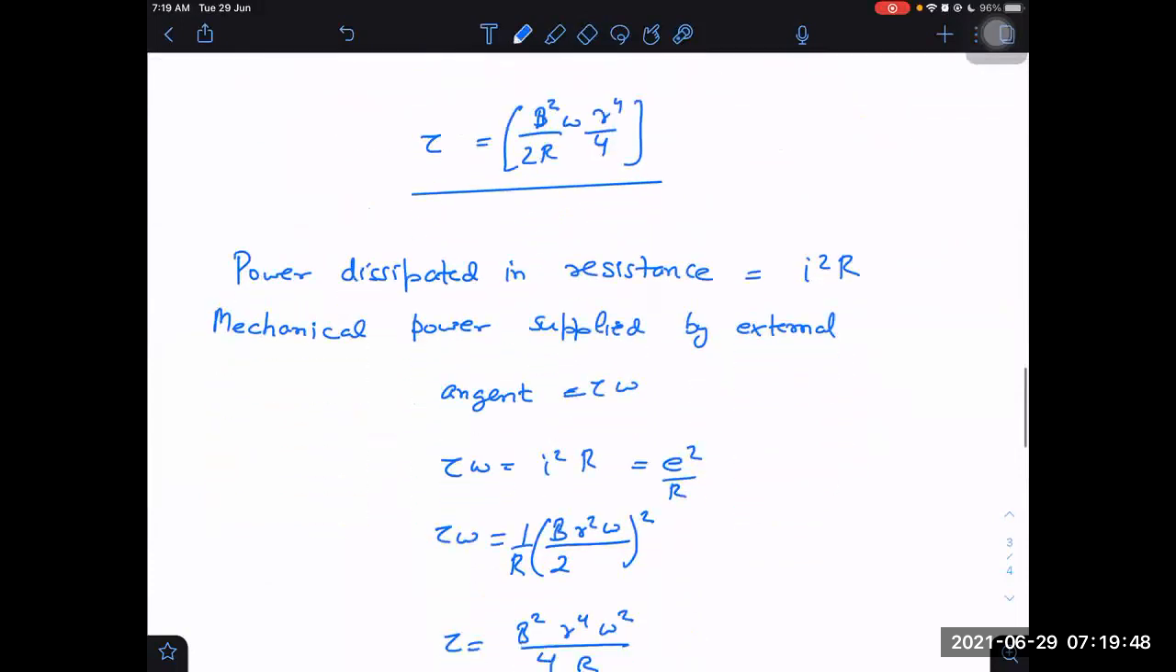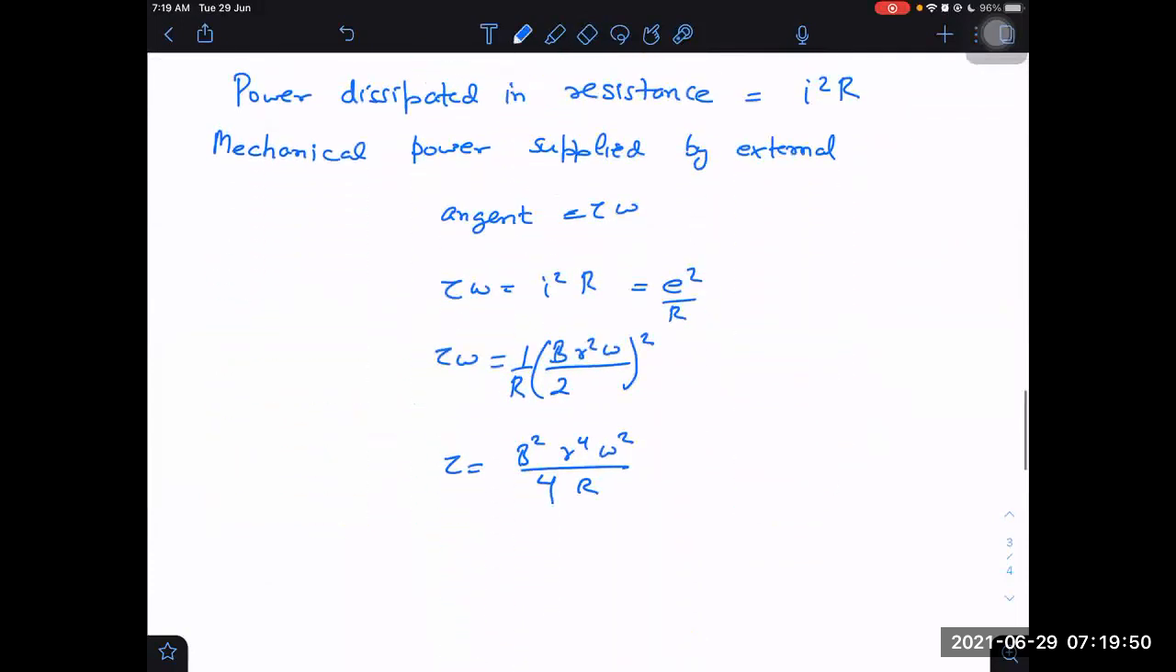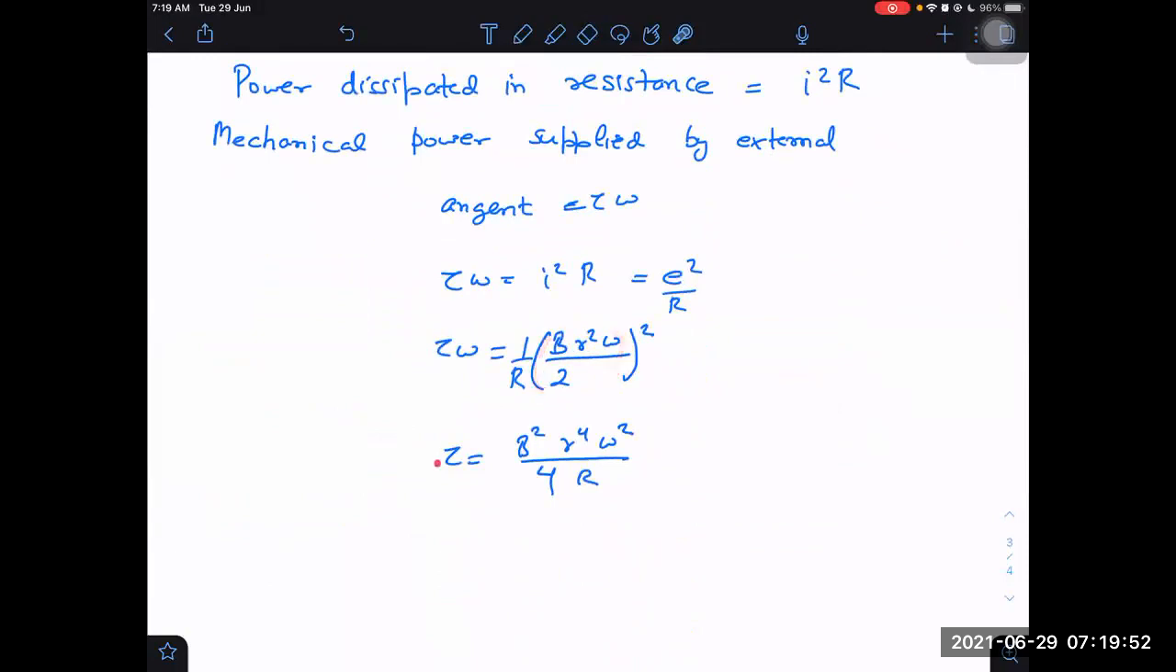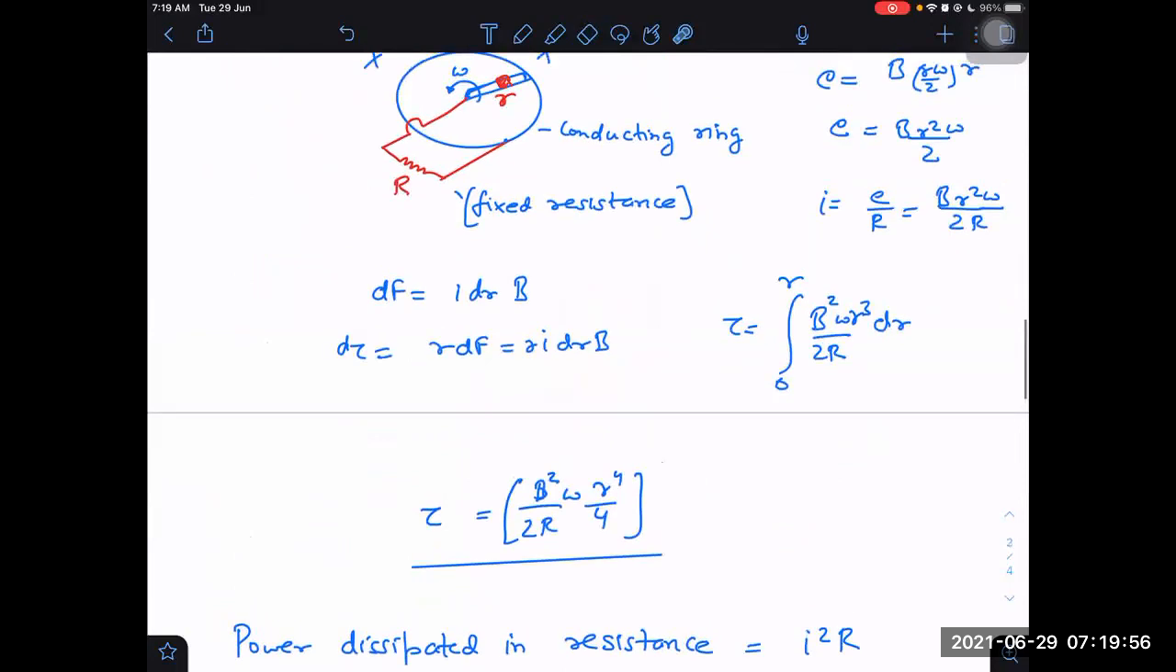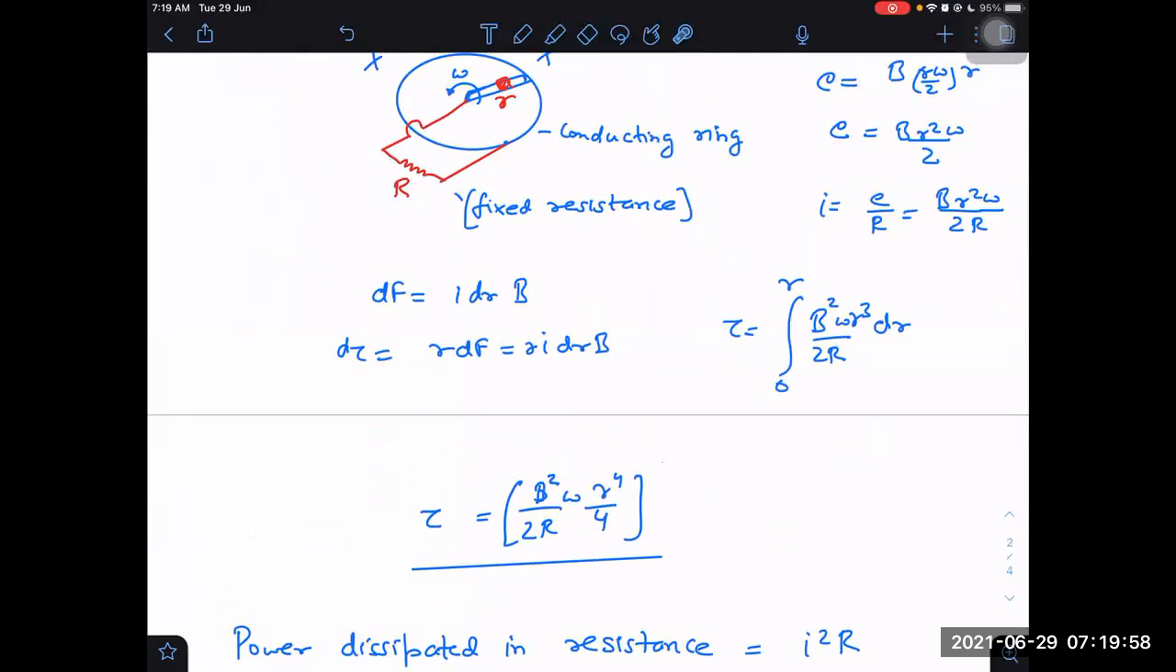I square R is correct only. And I square R, right? That is torque into omega. This is right. There we have to see also. What is I dr into B? I is E by R and E by R is B R square omega by 2R. That is I, and torque is r into dF.